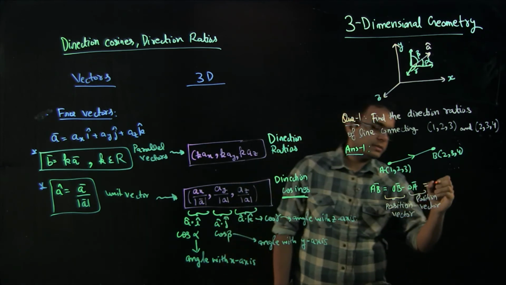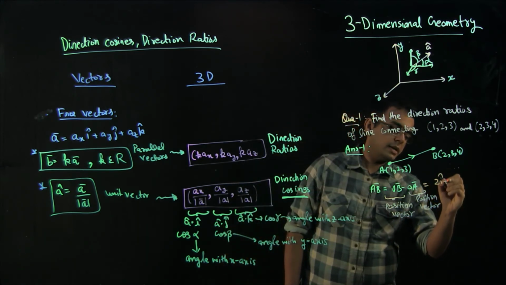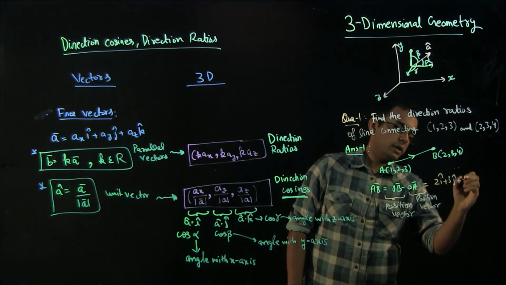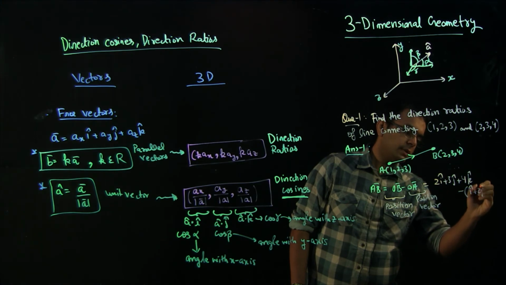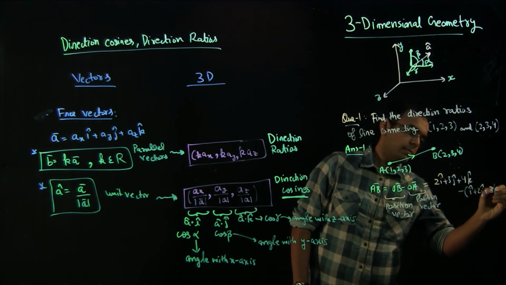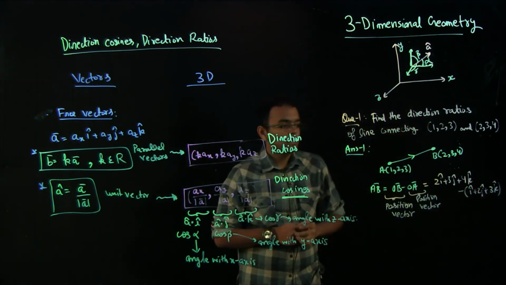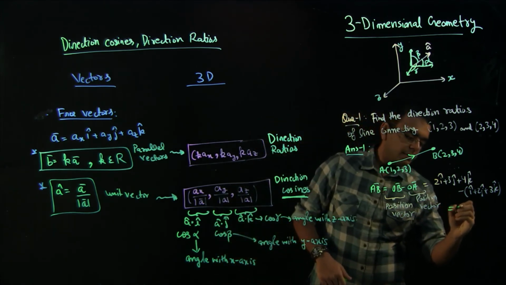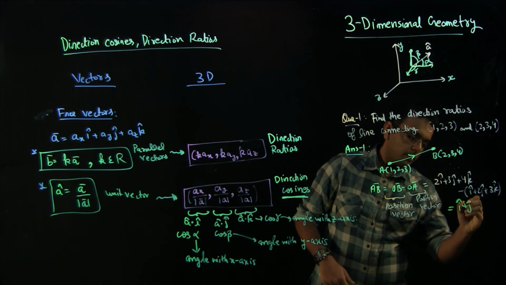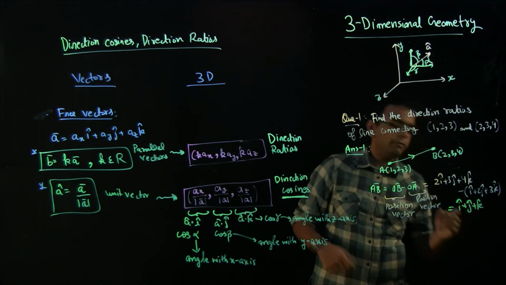So now if we write this, it will become 2i cap plus 3j cap plus 4k cap minus i cap plus 2j cap plus 3k cap, and the answer would be i cap plus j cap plus k cap. So we have found the AB vector.